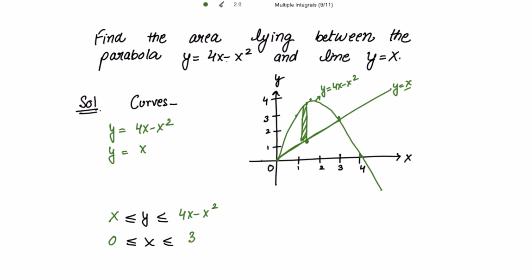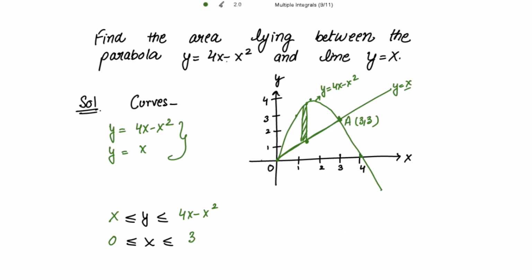If you want to find out the point of intersection, you can just equate these two values of y. 4x minus x square is equal to x. So you get x square is equal to 3x. From here you get x equal to 3. And you put the value of x in any of these two equations, you get y equal to 3. So the point of intersection is (3, 3). That is this point. This is the point of intersection, let's say A. Right? So this is how you can find out the point of intersection.